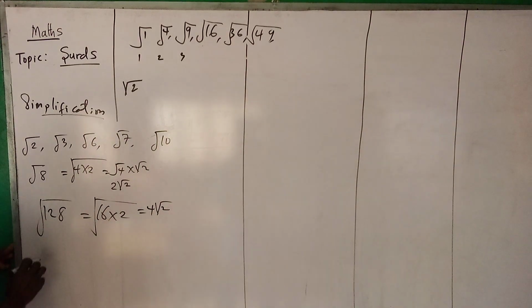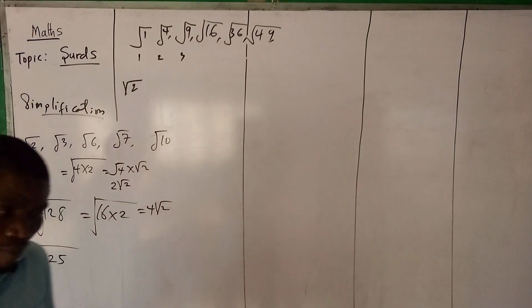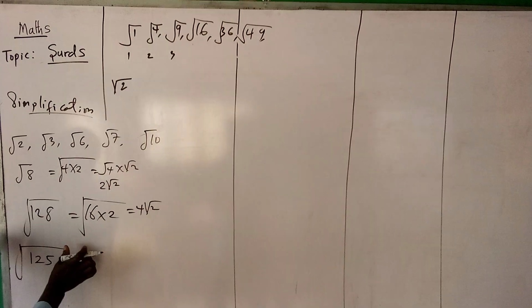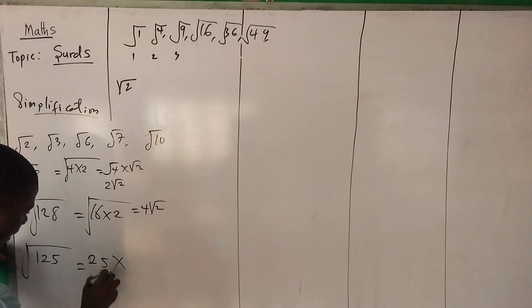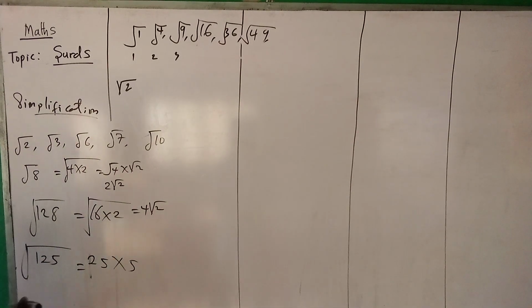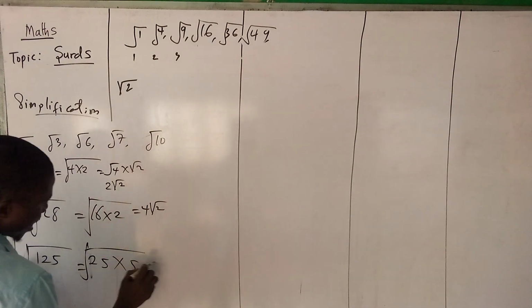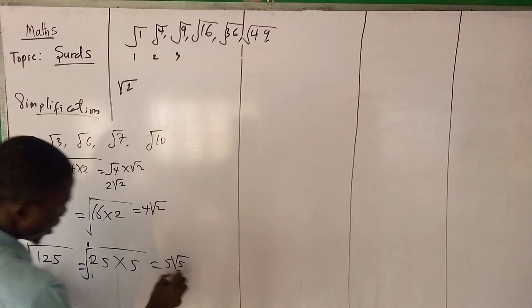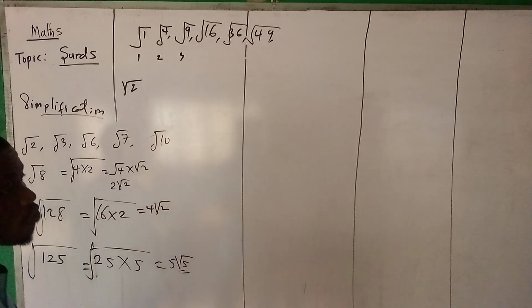Then if you say a number like this, 125, you have to simplify this surd. Now look for two numbers. One must be a prime number, the other must be a perfect square, right? And those numbers must be 25 and 5. If you multiply them, it will give you 125. Taking the square root of 25 is 5, then you write √5. So that is 5√5. This is what we call simplification of surds.